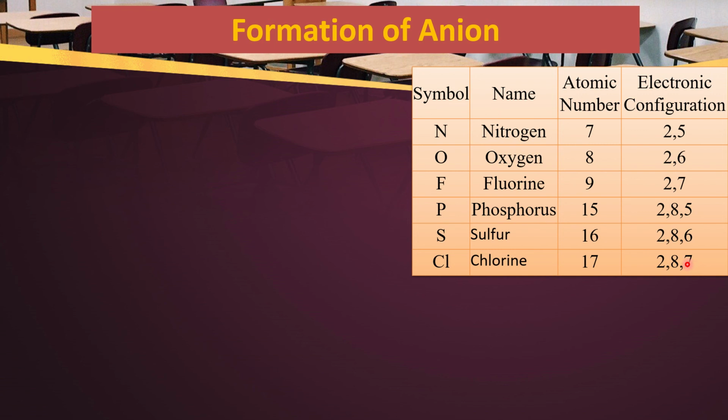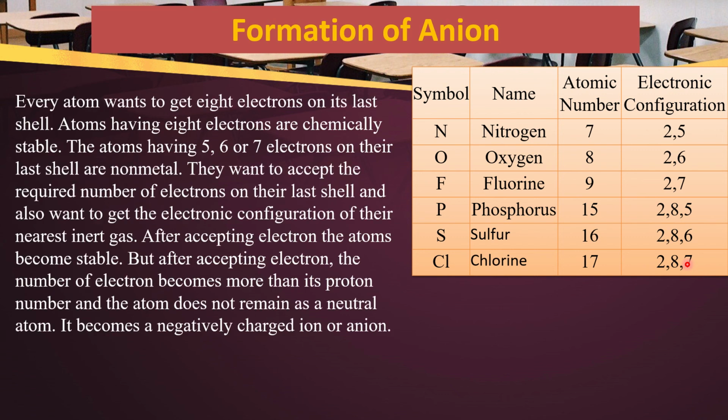But after accepting electrons, after gaining stability, the number of electrons becomes more than the number of protons. So non-metals make anions because they have more electrons than protons. It will become negatively charged and it will become an anion. Every atom wants to get 8 electrons on its last shell. The writing is the same. All the writing is the same, just for the atoms whose cation or anion formation you write, you will use the atom and its electronic configuration, but the overall writing is the same.